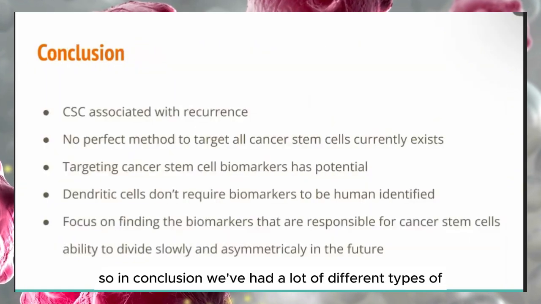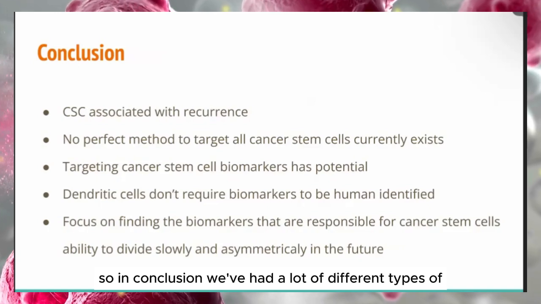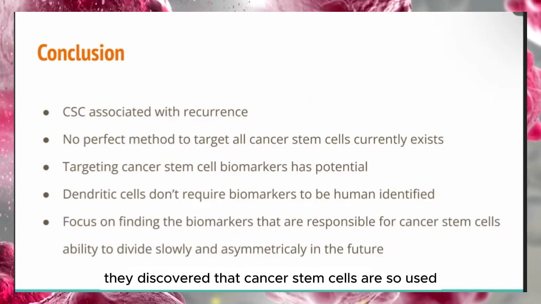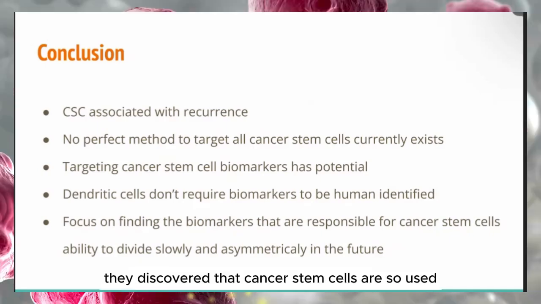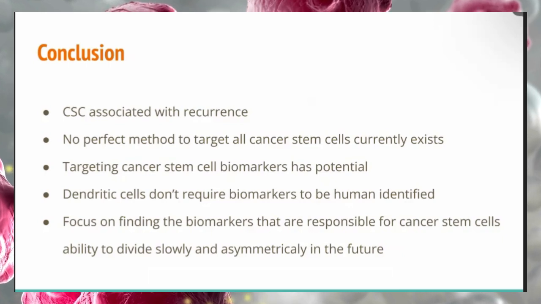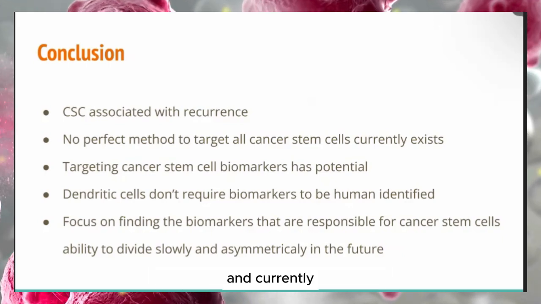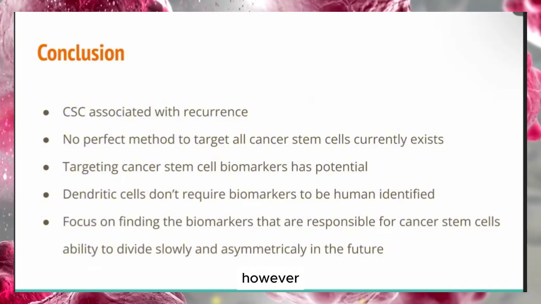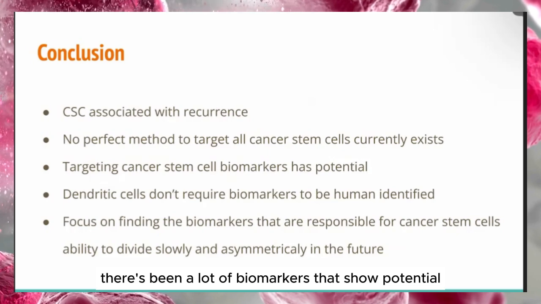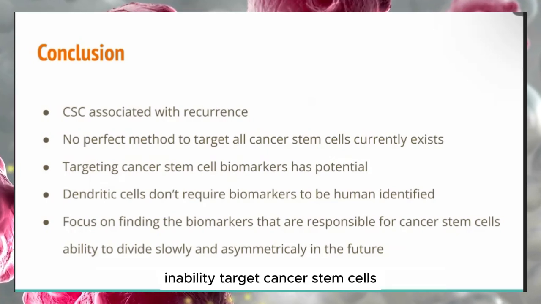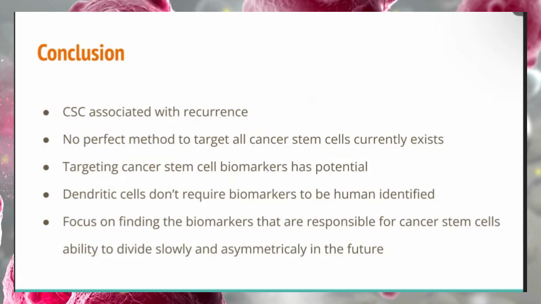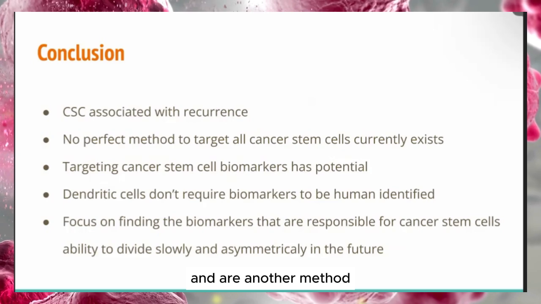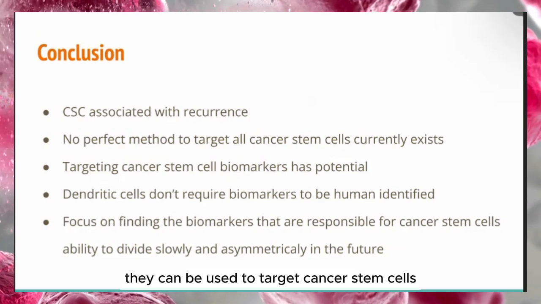In conclusion, we've had a lot of different types of studies on cancer stem cells. First, they discovered that cancer stem cells are associated with the recurrence of cancers once they were considered cured. Currently, there's no perfect method to target all cancer stem cells. However, a lot of biomarkers have shown potential in the ability to target cancer stem cells, and dendritic cells don't even require biomarkers to be identified, and are another method that can be used to target cancer stem cells.